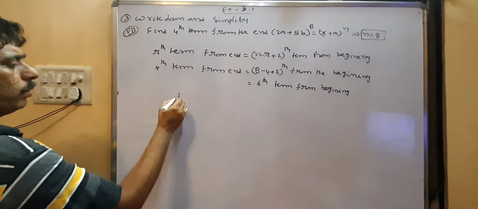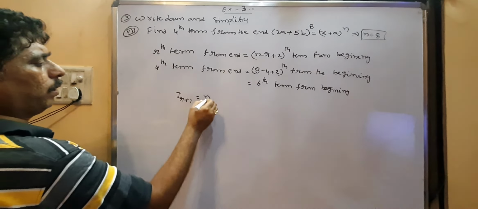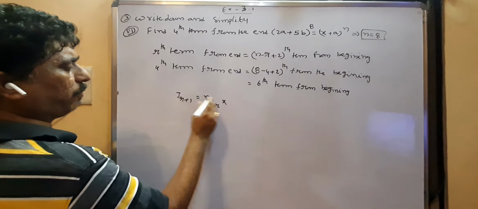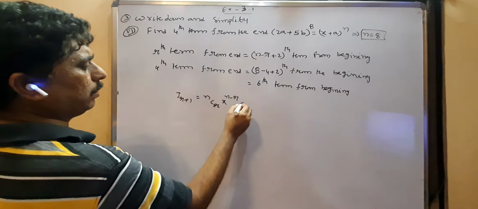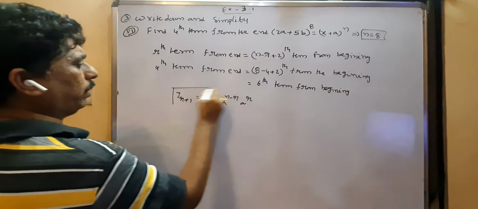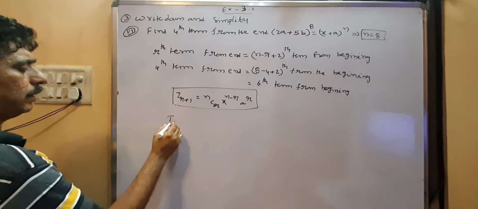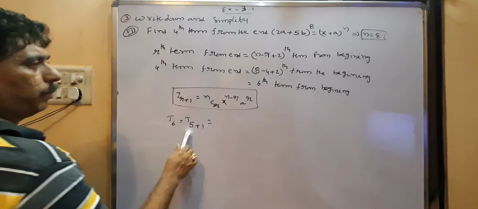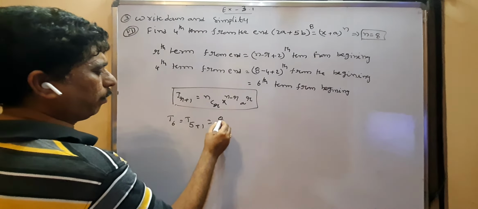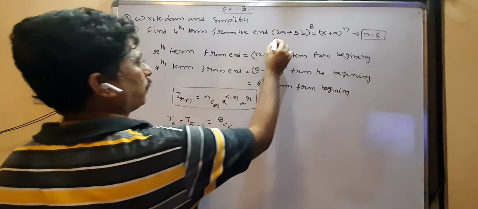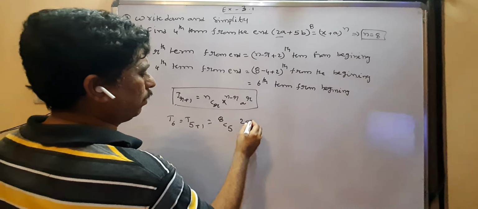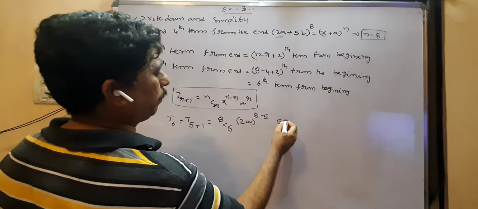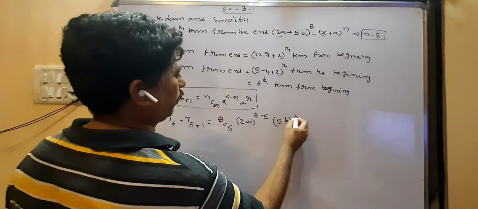Now we know the T r plus 1. Between you have plus sign, so you can take plus. nCr x power difference of the both n minus r, a power r. T6 means you have to write T6, 6 can be written as something plus 1, T5 plus 1. Now r is 5, n is 8, apply the formula 8c5. x means first term 2a power 8 minus 5. Second, a means 5b whole power 5.